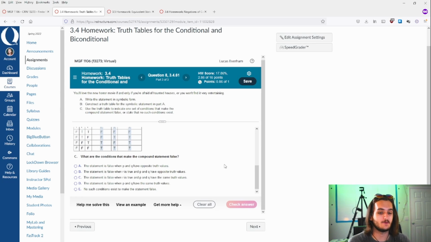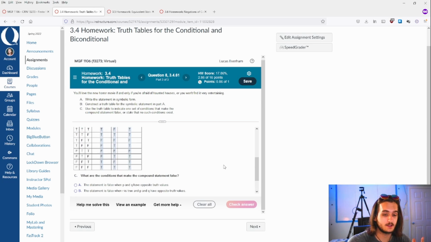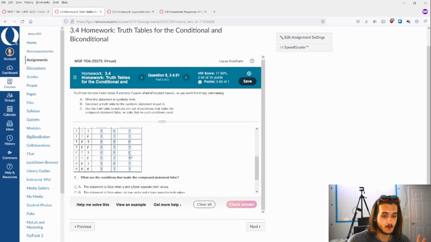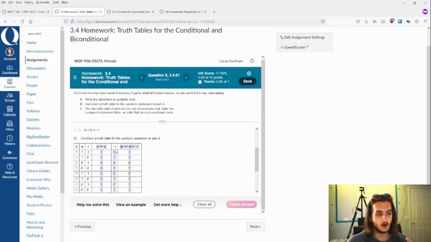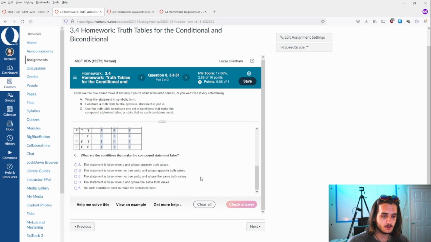Anyway, to then see what makes this statement false, we want to find our two cases where this whole thing was false. And it was false when the parts of the biconditional didn't match, and we had that not R was also false. The other way we can say not R is false is that R is true. So we need P and Q to be different and R to be true. So looking at our options, P and Q has opposite truth values. That's part of it, but not enough.